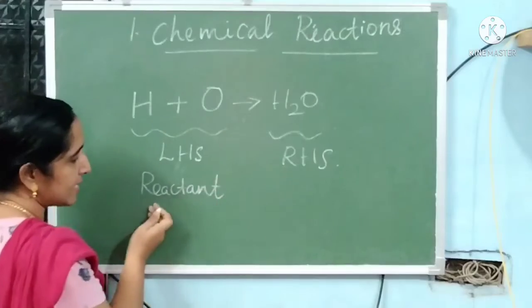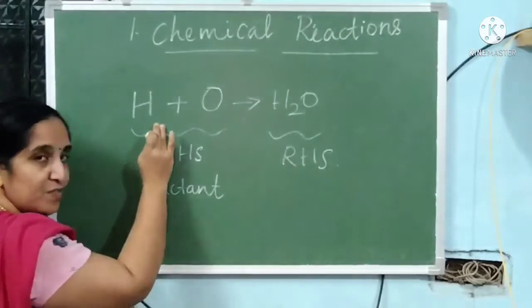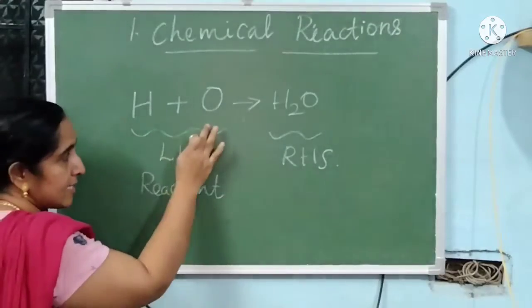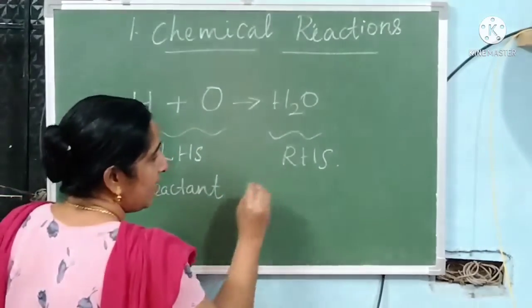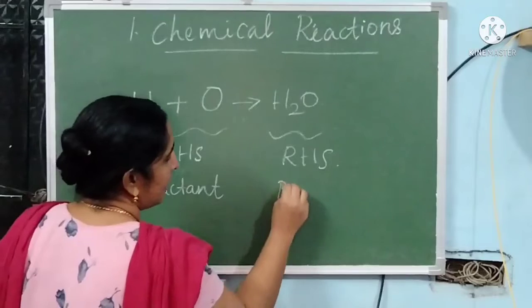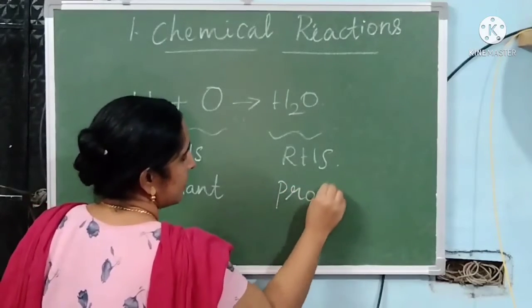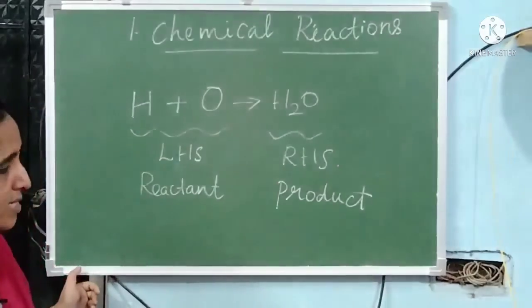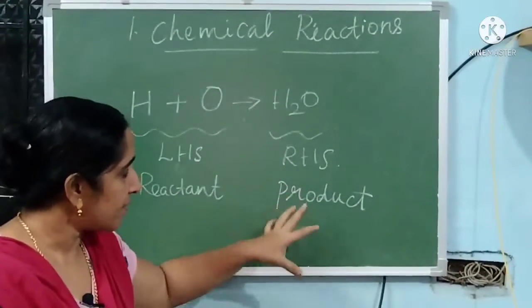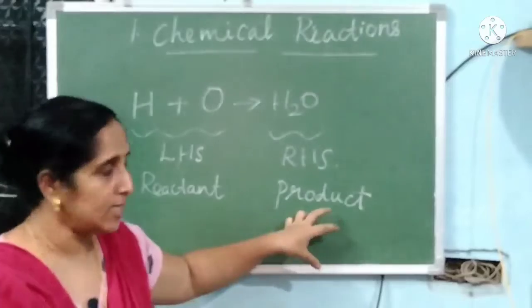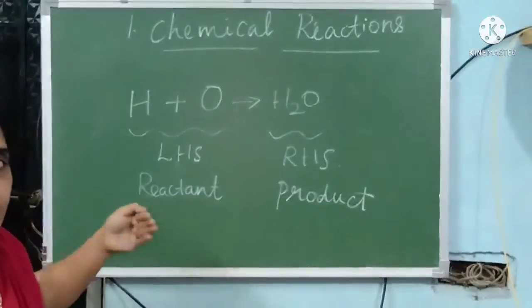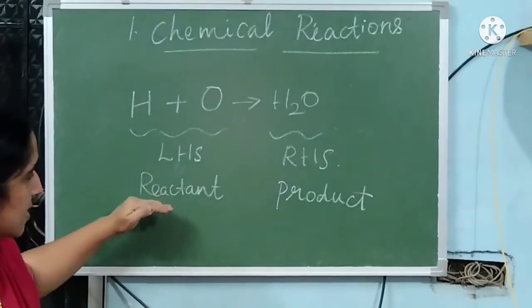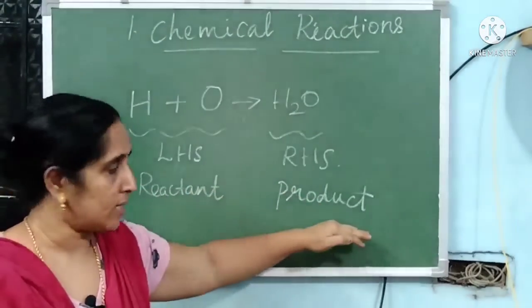The substances which are involved in a chemical reaction are called reactants, and the final goods are called products. That is, the RHS of a chemical reaction is known as product. The final good we get is called product, and the substances that are involved in a chemical reaction are called reactants. So there are two parts, reactant and product.